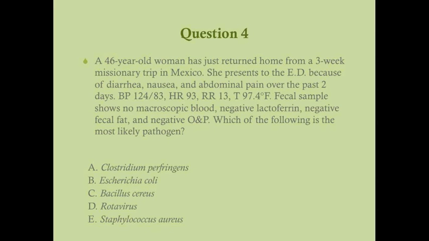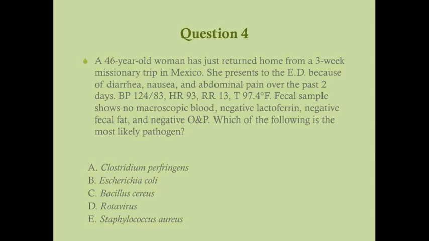Okay, 46-year-old woman has just returned home from a 3-week missionary trip in Mexico. She presents to the ED because of diarrhea, nausea, and abdominal pain over the past 2 days. Her blood pressure is 124/83, heart rate is 93, respiration is 13, temperature is 97.4. Fecal sample shows no macroscopic blood, negative lactoferrin, negative fecal fat, and negative ovum parasites. Which of the following is the most likely pathogen? Is it A. Clostridium perfringens, B. Escherichia coli, C. Bacillus cereus, D. rotavirus, or E. Staphylococcus aureus?